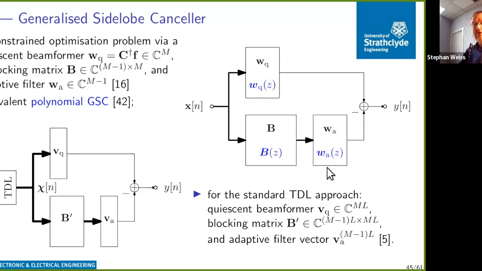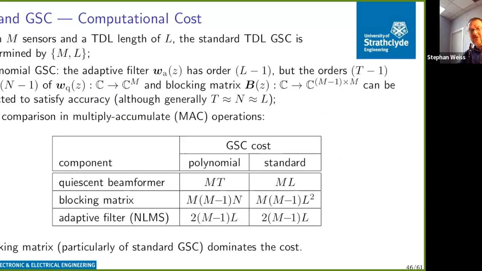We simply go from the narrowband to the broadband by introducing matrices of functions. If you use the tap delay line approach, your quiescent beamformer V sub Q is an M times L vector. Your blocking matrix B is very, very large actually, and you have again following this an adaptive filter vector. So I'm sorry, I'm not going to explain in detail how the GSC works, but just to give you an idea now of the dimensions of the matrices that emerge from this.